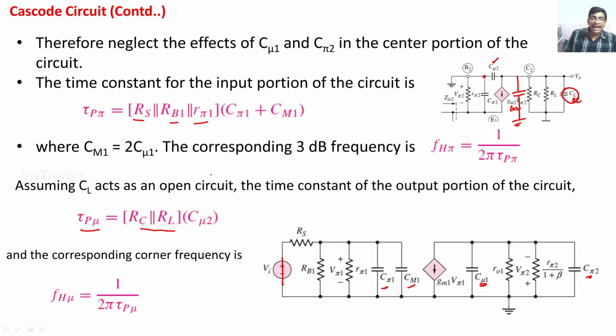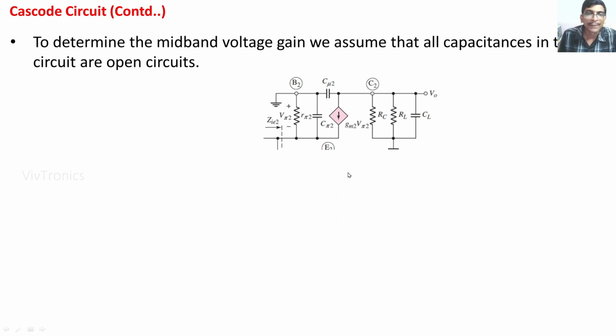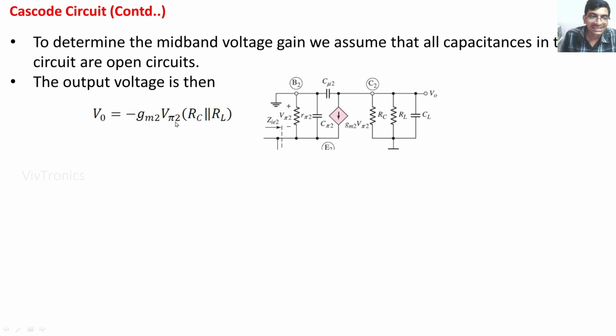So there are two higher corner frequencies, one due to the Cπ capacitance at the input side, and another due to the Cμ2 capacitance at the output side. Now we are going to determine the midband voltage gain of the circuit by assuming all capacitances in the circuit are open circuited. The output voltage, which is the voltage at the second stage in the CB configuration, will be equal to minus gm2 vπ2 into RC parallel RL. Here I am assuming CL is open circuited. Therefore, the output voltage is the parallel combination of RC and RL, multiplied with the current gm2 vπ2.